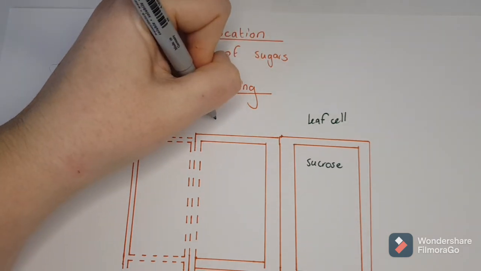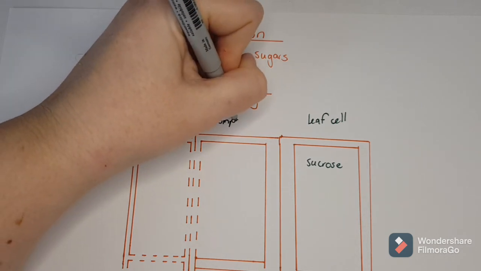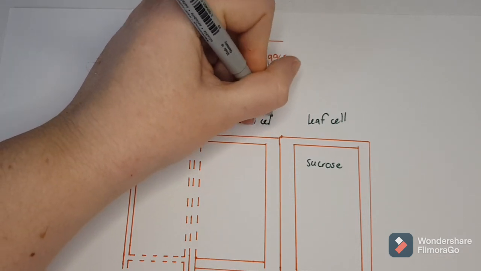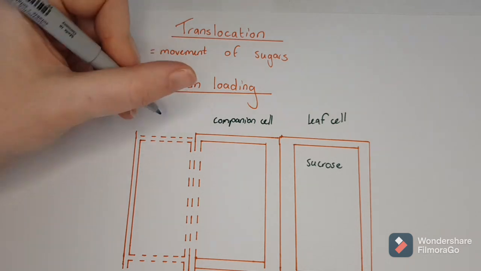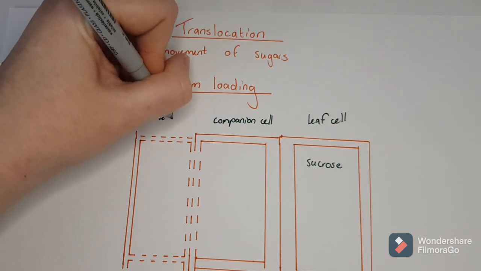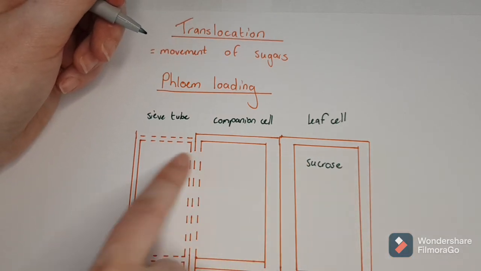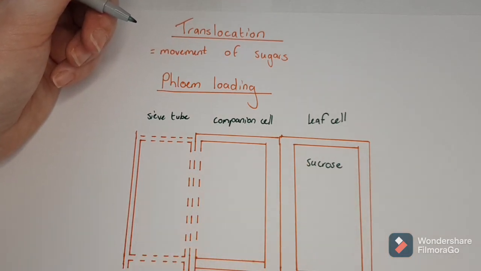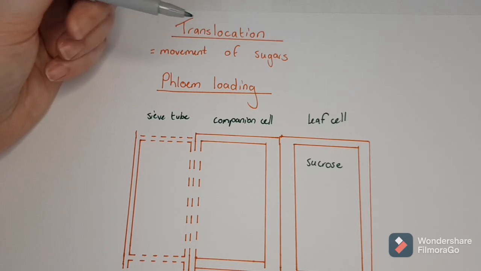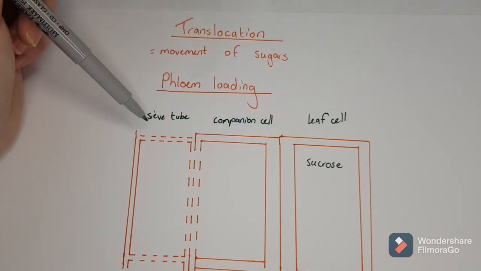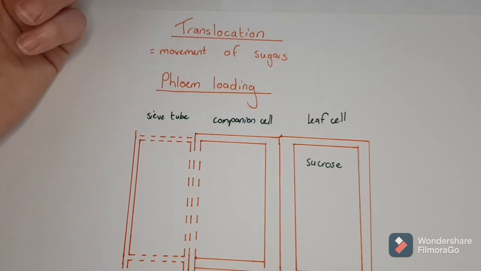Okay, then we have our companion cell as part of our phloem, and then you have the sieve tube, which is where we want the sugar to go. So we want to get it from there all the way into there so that it can move up and down the plant where it's needed. So in order for sucrose to move into the sieve tube, sucrose is a very large molecule, okay, that is a polar molecule, so it can't just move by itself.